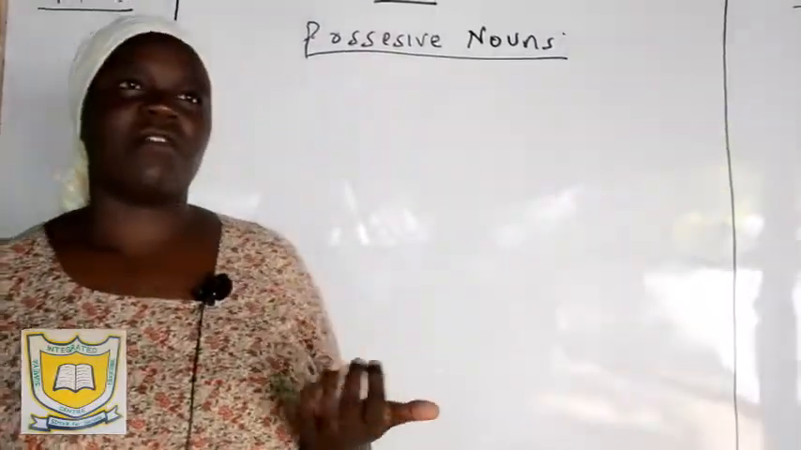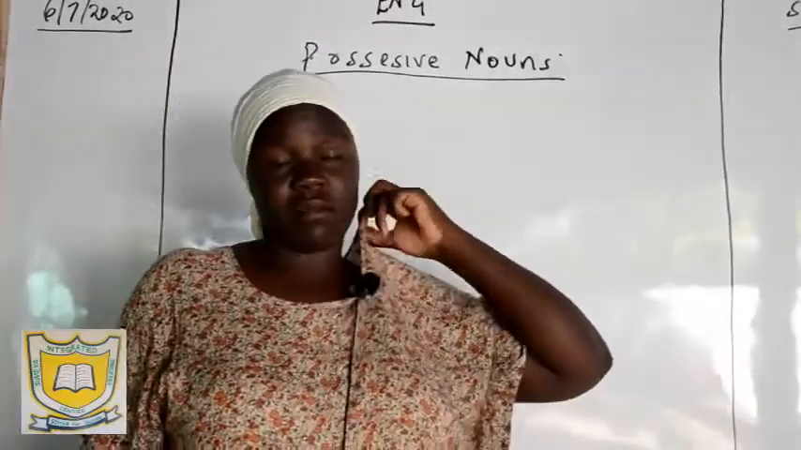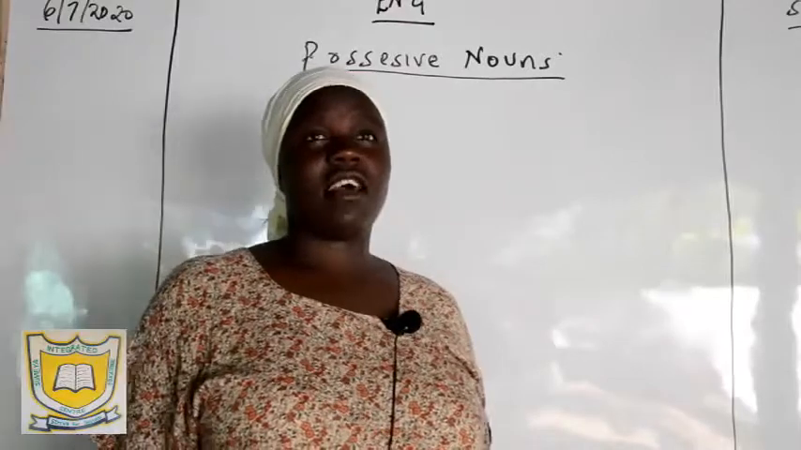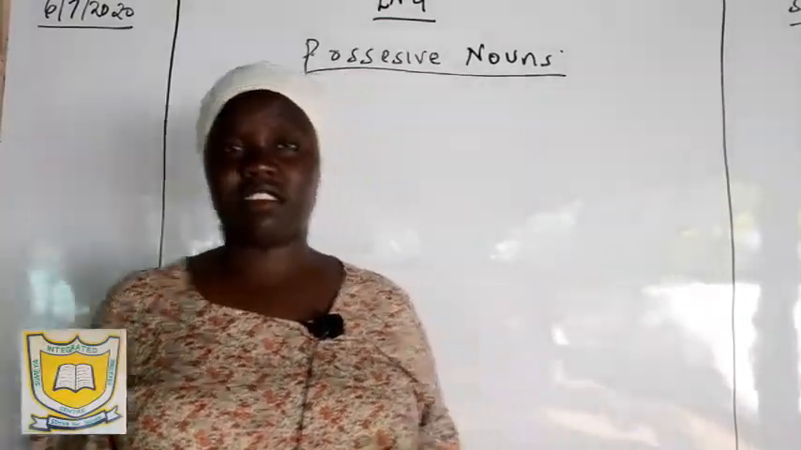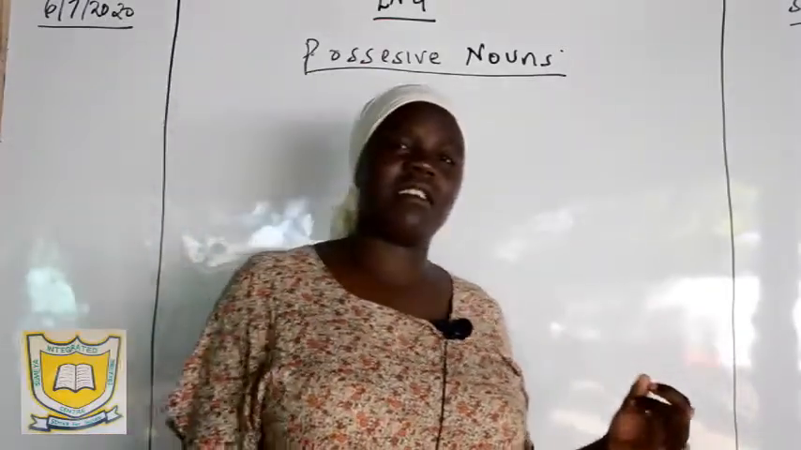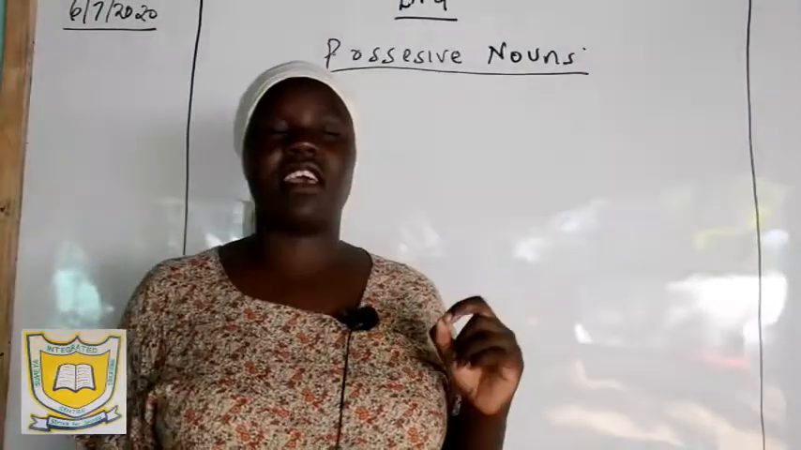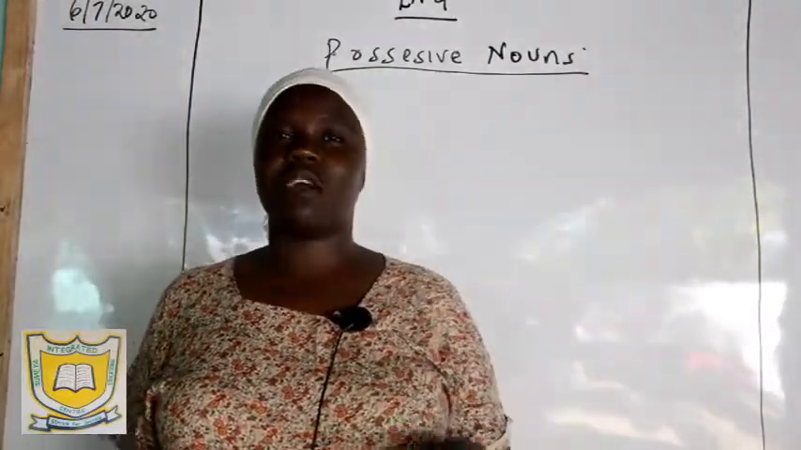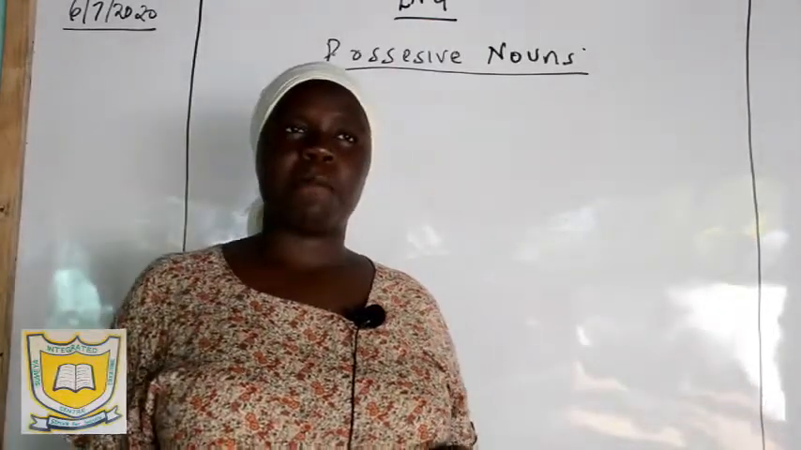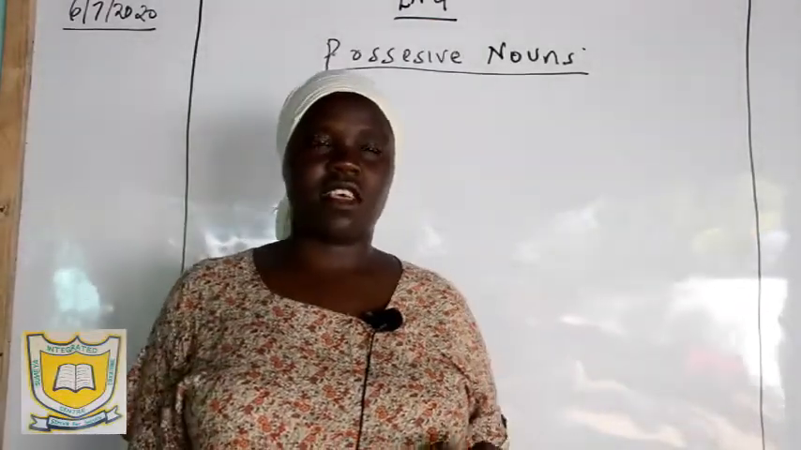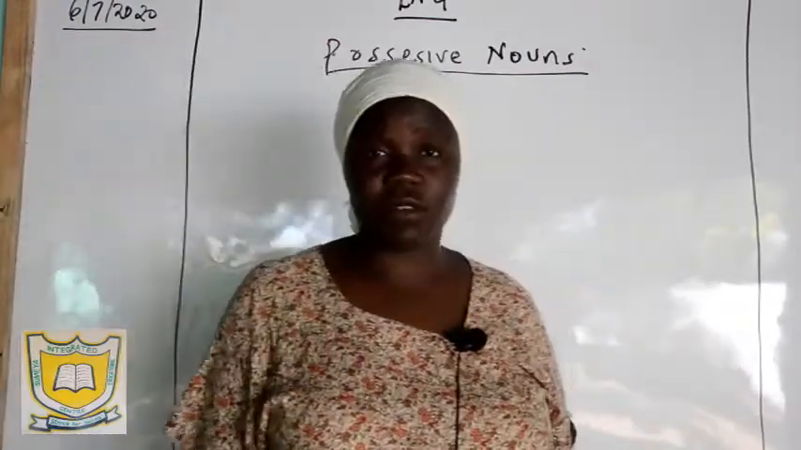Before we deal with possessive nouns, the last thing I talked about was tenses. I began with the present simple tense. There are three types of tenses: the present tense, the past tense, and the future tense. Each tense is subdivided into four sub-tenses, like the present simple tense, the present continuous, the present perfect, and the present perfect continuous tense.